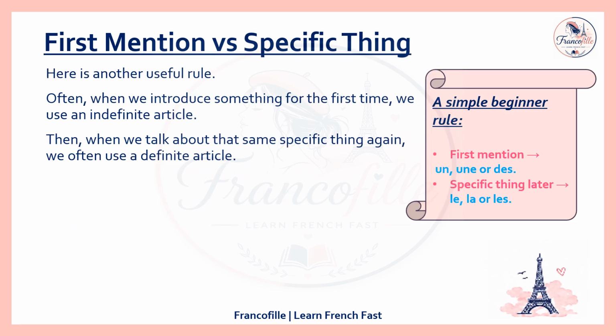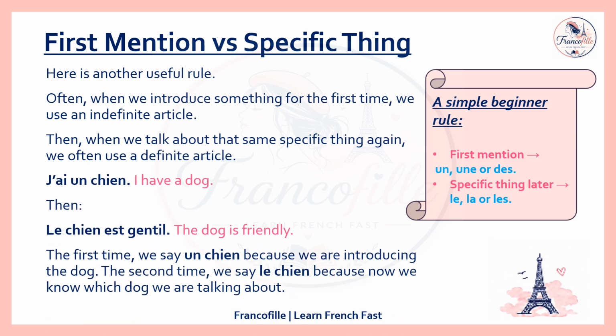Here is another useful rule. Often, when we introduce something for the first time, we use an indefinite article. Then, when we talk about that same specific thing again, we often use a definite article. For example, J'ai un chien. Le chien est gentil.